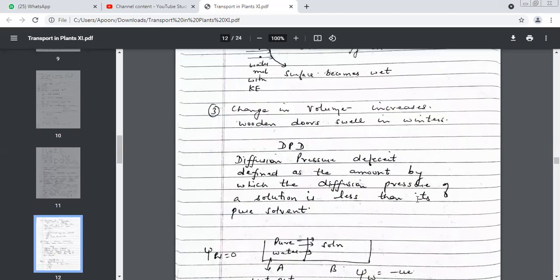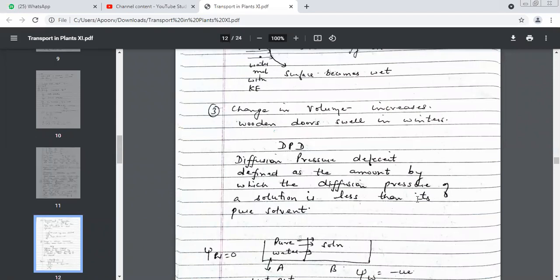Okay, now we come to DPD. Full form is? Diffusion pressure deficit. Let's have a quick revision. Pressure will be higher where? Pure solvent or solutions? Pure solvent. Very good. So solutions will have a lower pressure. So how much lower pressure does a solution have compared to a pure solvent? This is known as DPD. What is the full form of DPD? Diffusion pressure deficit.